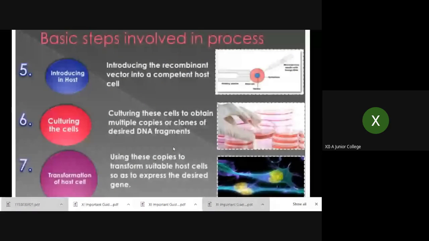Wherever it is required, then it is introduced. Once the copies are ready, where the gene of interest is present in each cell, then that can be inserted in the host cell where it is required. Okay, so these are the steps involved in the rDNA technology. That means what? Recombinant DNA technology.